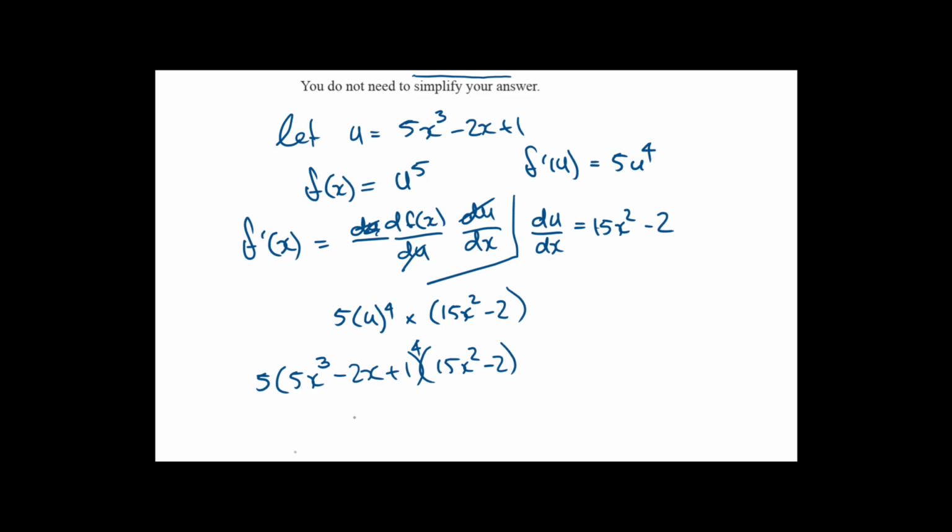Now, don't fall for the trap of trying to open up these brackets or multiply through. You can't do it because it's to the power of 4. You can just leave it like that. It just says you do not need to simplify your answer. So that's going to be our final answer.